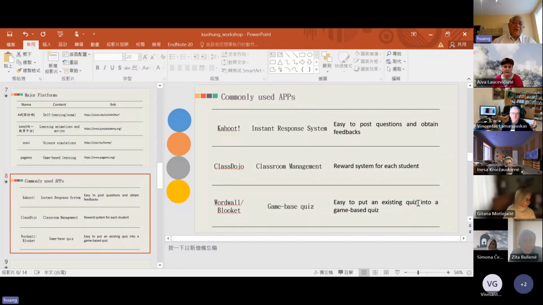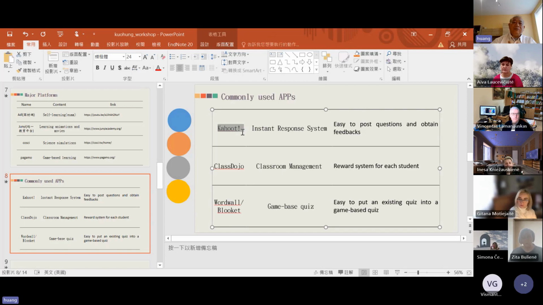There's also a game-based quiz. Teachers can use an existing quiz, some words, and quickly translate it into a game-based quiz. So it's more fun, and students answer the quiz like playing a game. These are the three most commonly used apps. Now I'm going to show you Kahoot. This software was originally developed abroad, but they provide a basic version which is free to use.